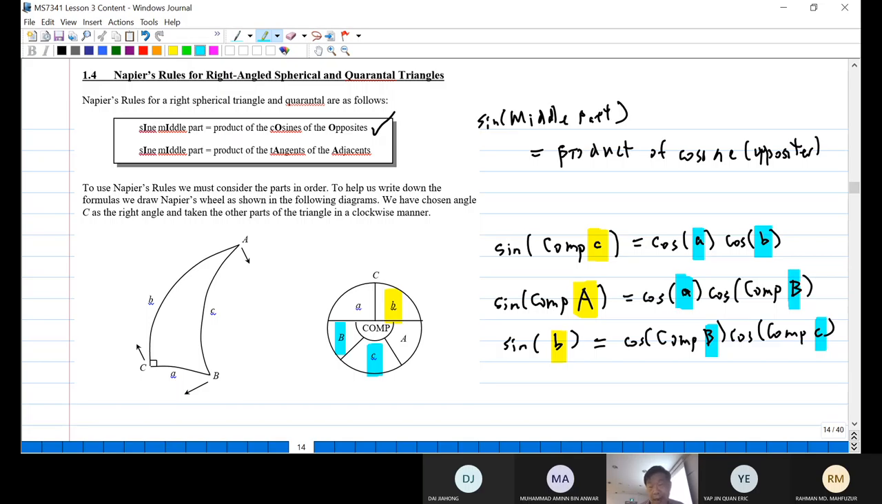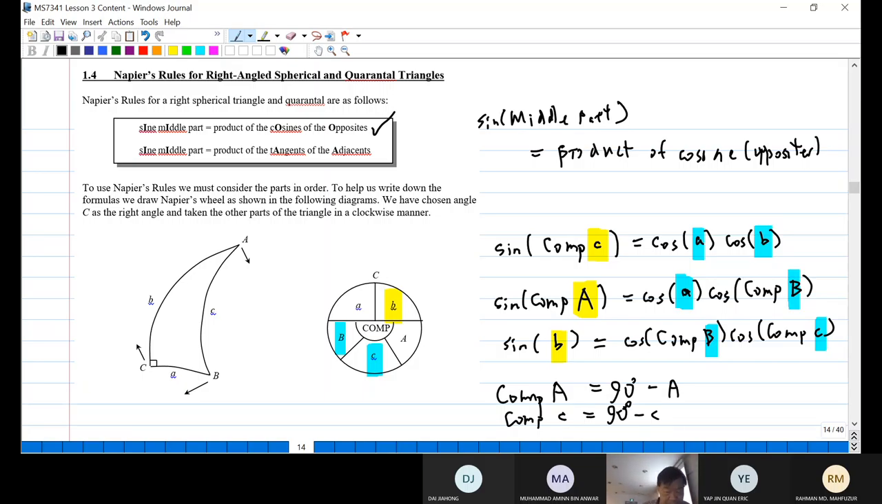Now, what is the COM here? So I use a COM here. What is the meaning of COM here? So when we say COM of A, COM A, what does it mean? It means 90 degree minus A. COM of B is 90 degree minus B. COM of side C, for example, COM of side C here is actually 90 degree minus C. Remember, all the sides and angles are measured in degrees. Okay, so this is how to explain what this Napier's rule is all about.